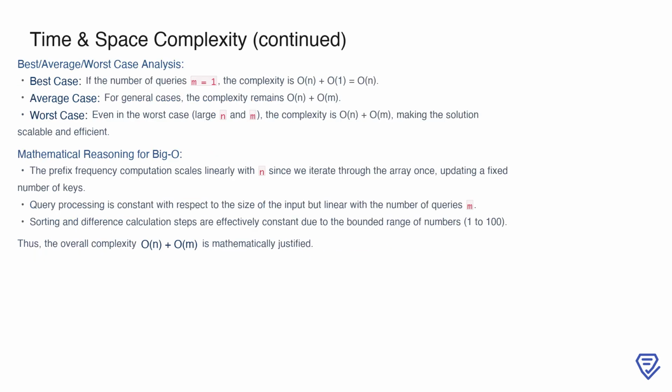To wrap up, let's analyze the best, average, and worst case complexities. In the best case, where there is only one query, m equals 1, the total complexity is O(n + 1), which simplifies to O(n). In the average case, the complexity remains O(n + m) for general inputs. Even in the worst case, with large values for both n and m, the complexity remains O(n + m), demonstrating that the solution is highly scalable.